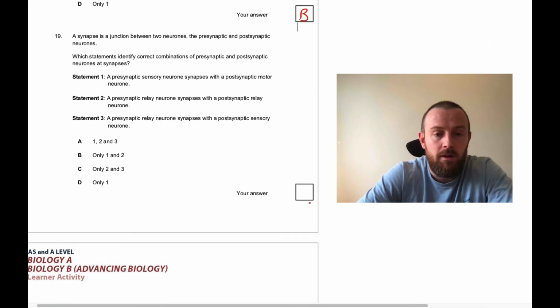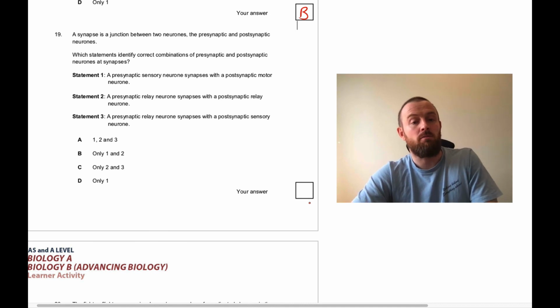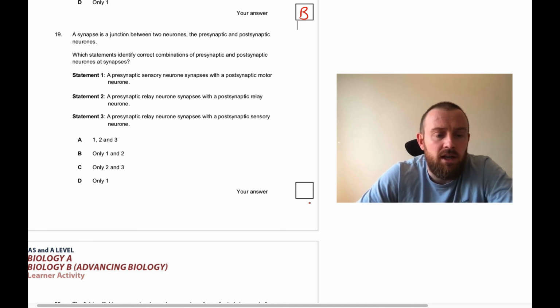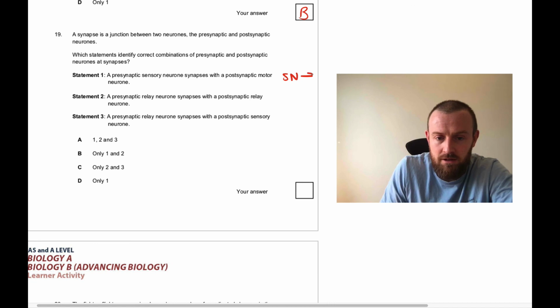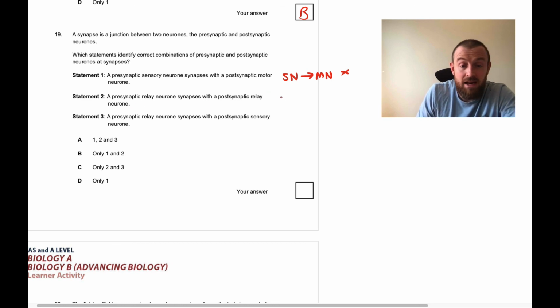Almost there. 19. A synapse is a junction between two neurons, the presynaptic and the postsynaptic. Which statements identify correct combinations of presynaptic and postsynaptic neurons at synapses? So it's just asking which is true, really. Statement 1: a presynaptic sensory neuron synapses with a postsynaptic motor neuron. So this is basically asking, can a sensory neuron connect straight to a motor neuron? No, it can't. There's got to be something in the middle. Can a relay neuron connect to a relay neuron? Yes, it actually can.